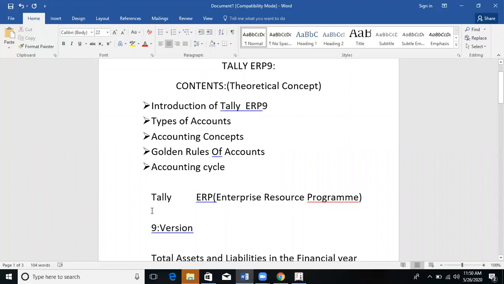In the next class, we'll discuss accounting, what is accounting, and types of accounts.